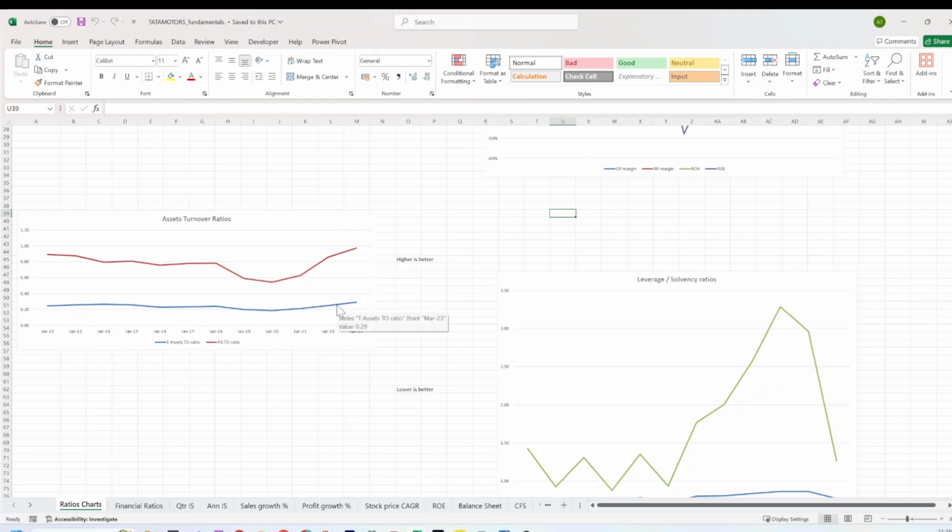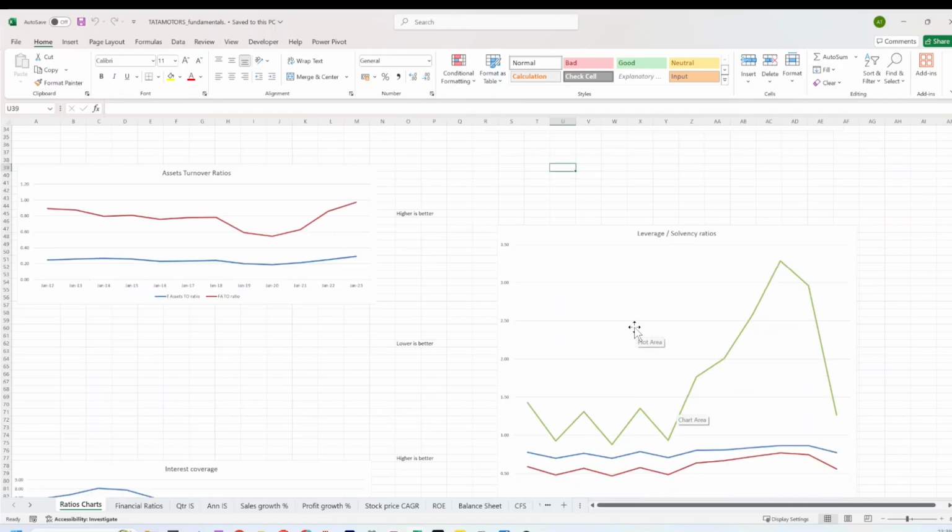This one is the total asset turnover ratio and it is at 0.29. So this indicates 1 rupee invested in total assets is generating 0.29 rupee of sales. There is a huge gap. So it means apart from fixed assets, other assets are not performing well.